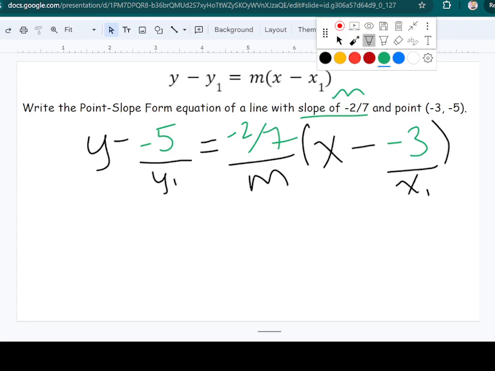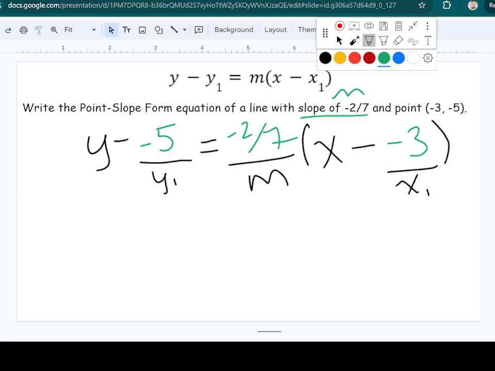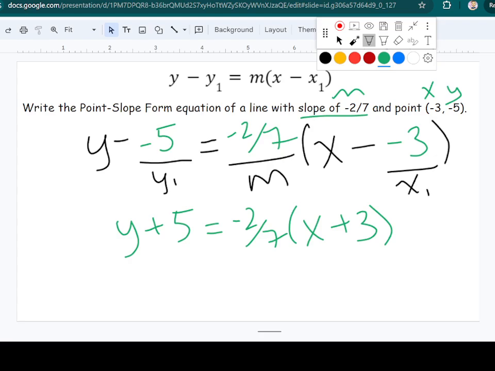A very common error to make is to put the -3 here and the -5 here, because you're just reading from left to right. But you have to remember that in the point, x comes first, then y, even though in the formula y comes first. It gets very confusing for some at times. So you can leave it as y minus -5, or you can change it to y plus 5 equals -2/7, x minus -3, or x plus 3. Either one will work.